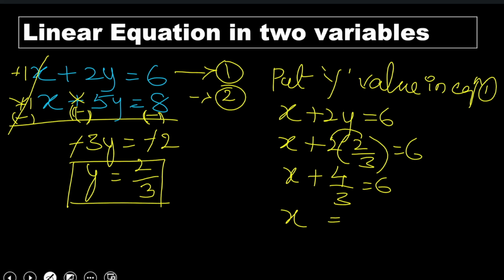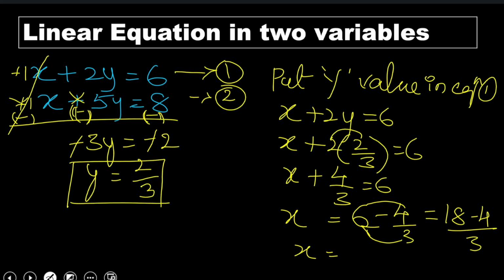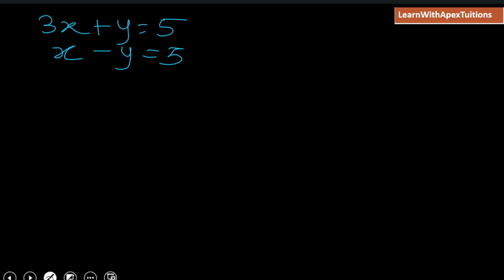Plus 4 by 3 शिफ्ट हो गया तो minus 4 by 3. Take the LCM. 3 6s are 18. 18 minus 4 divided by 3. 14 by 3 is the answer. और एक बतलाऊंगी linear equation in two variables.